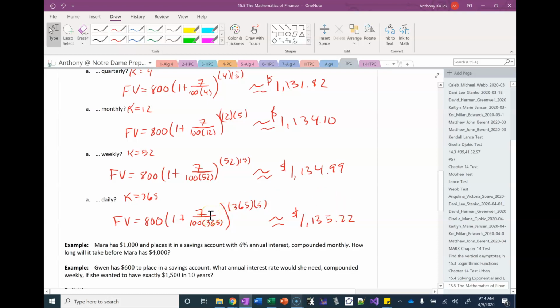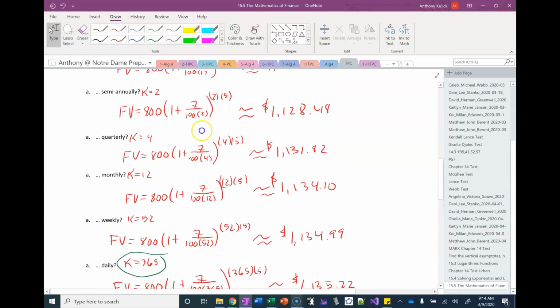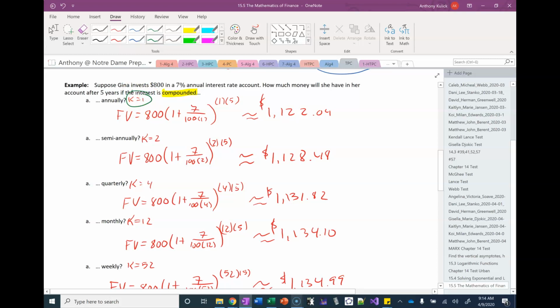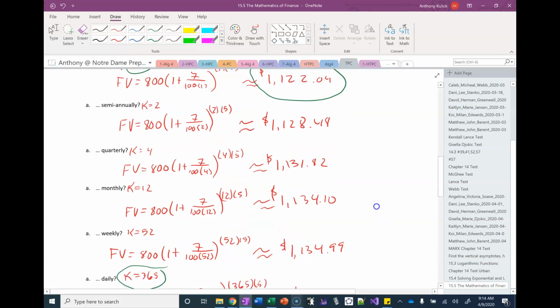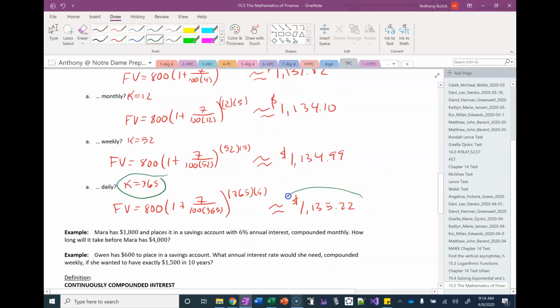So if we compare, look at the size of K here versus in the beginning, big difference, right? 365 times bigger. But if we look at the actual future value we've earned, $1,122 versus $1,135. So it was like an extra 13 bucks with all those more compounds, and it didn't make that much of a difference. So just kind of keep that in mind.